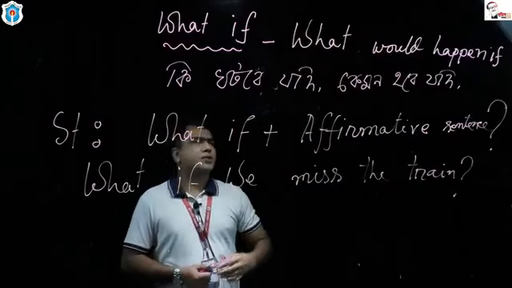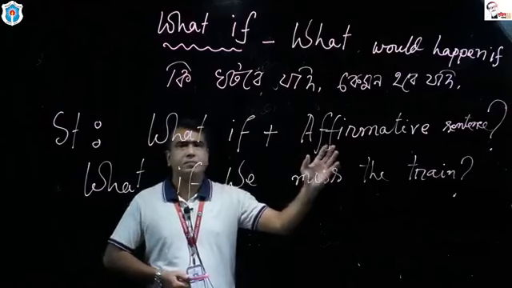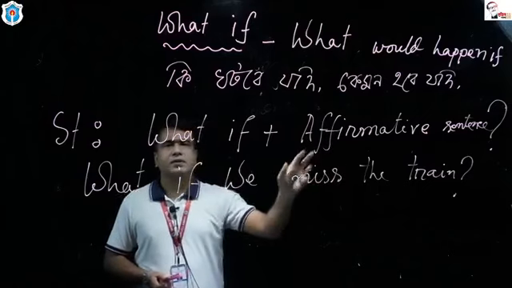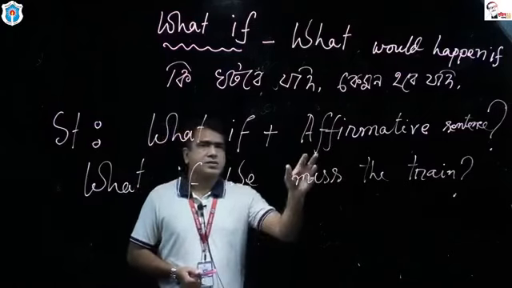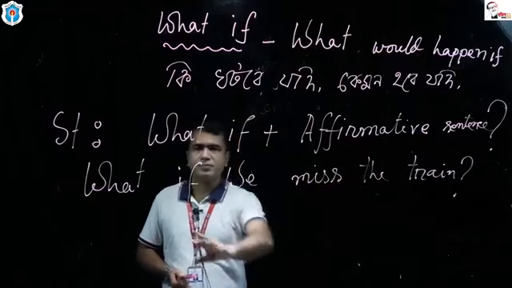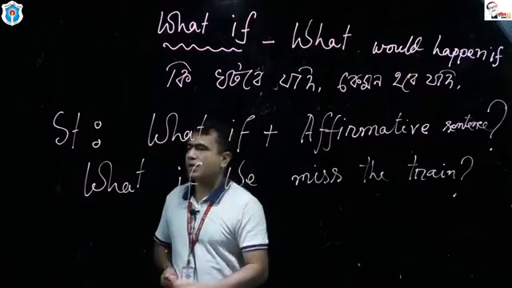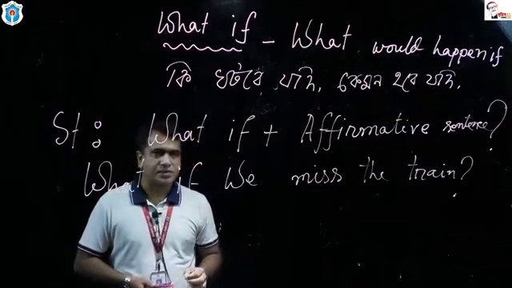We should use the sign of interrogation, or interrogative mark, after the ending of the sentence. What if plus affirmative sentence plus prashnobodhok chinho. So, what if we miss the train? Ki ghotbe jodi amra train fail kori ba train miss kori.